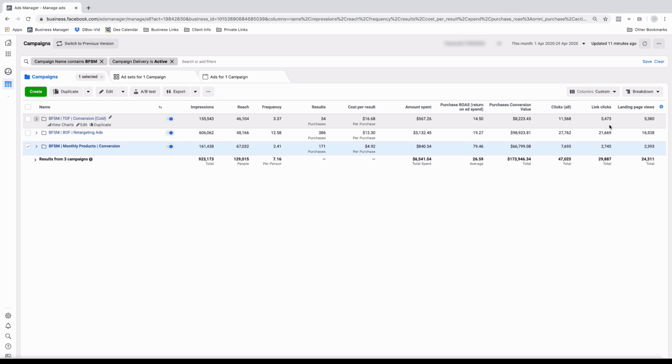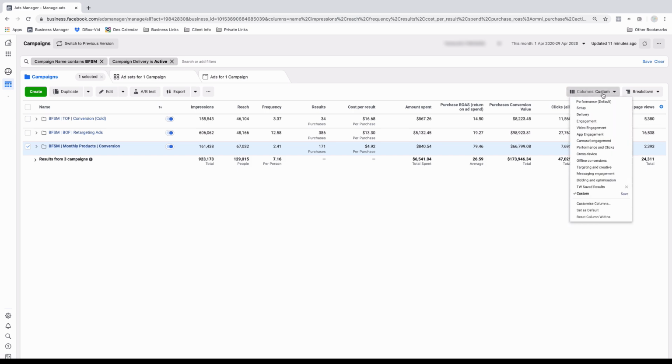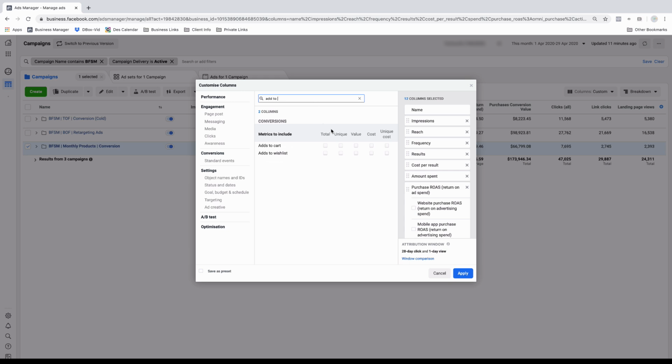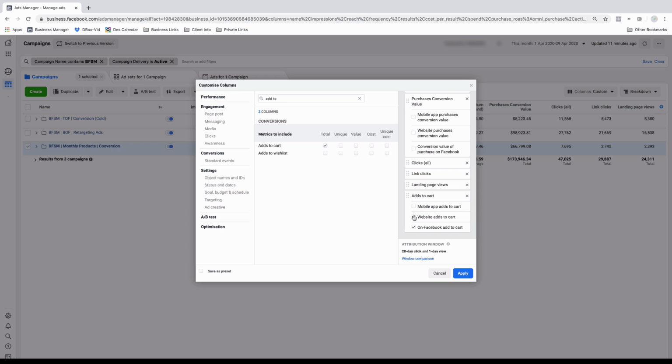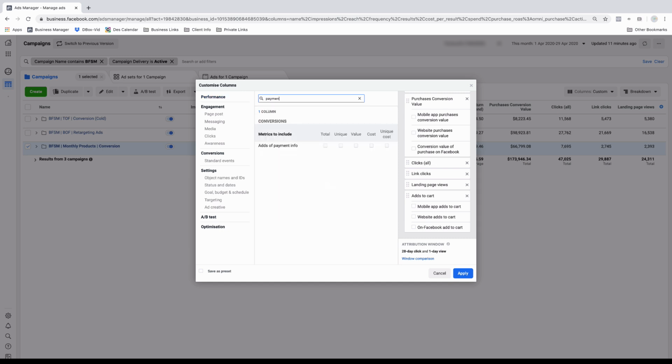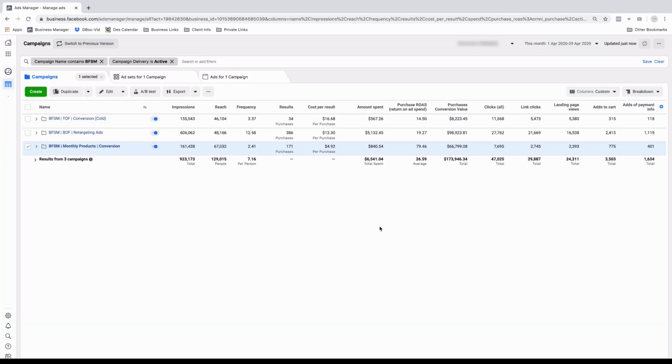If you're running e-commerce or any other platform where you have programmed your pixel to track different stages of the purchase or inquiry process, you can actually track those here too. So we're going to go through to custom and to customize, and we can look at add to cart. We can do payment, add payment info, and apply.